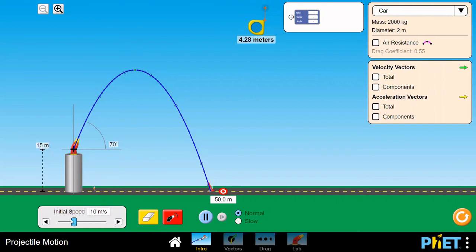The other angle was 5.46, which is pretty darn close to 5. Oh, I changed the speed, not the angle. Excuse me, 25 meters per second and 5 degrees. That's more like it. There it is.